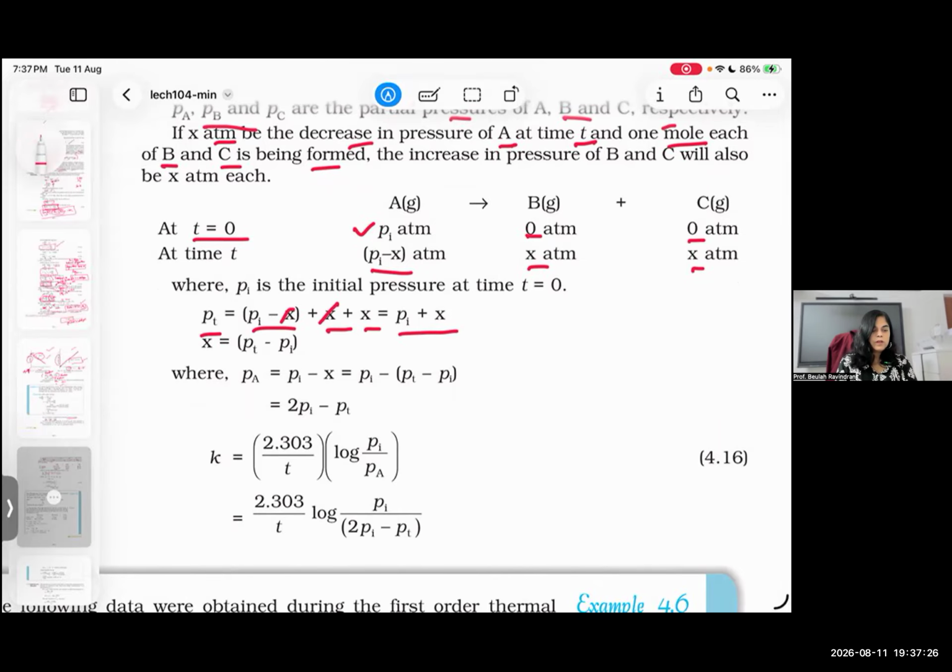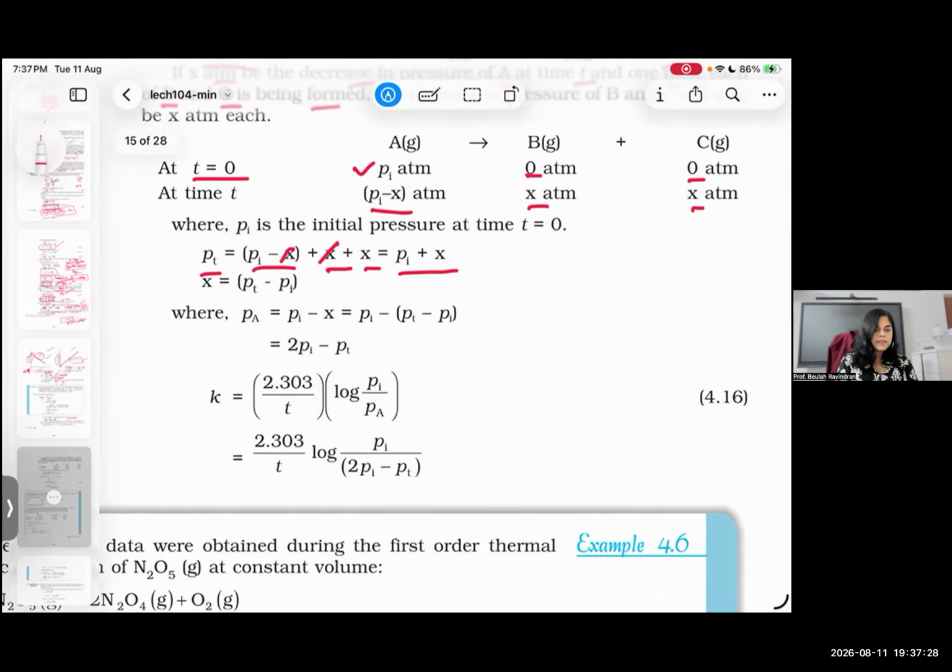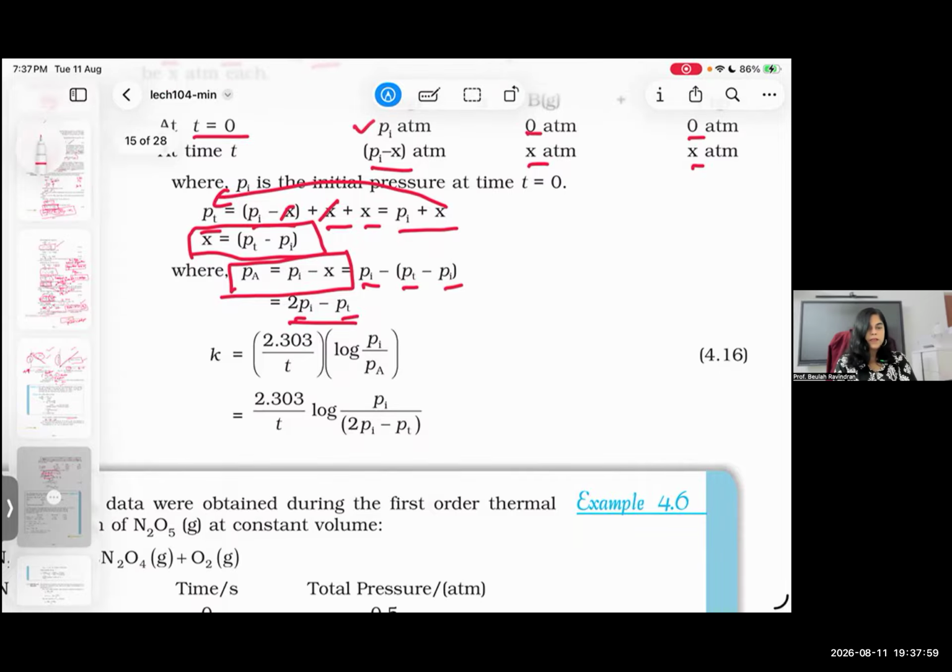The X gets cancelled. So X is equal to Pt minus Pi, right? From this we are able to write: what is PA? PA is equal to Pi minus X. X will be Pt minus Pi, so Pi minus Pt plus Pi, so 2 Pi minus Pt. Then this is the pressure of A at time T.